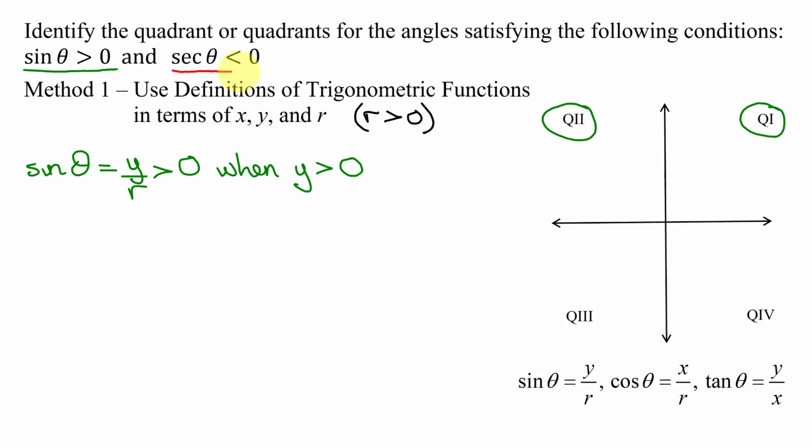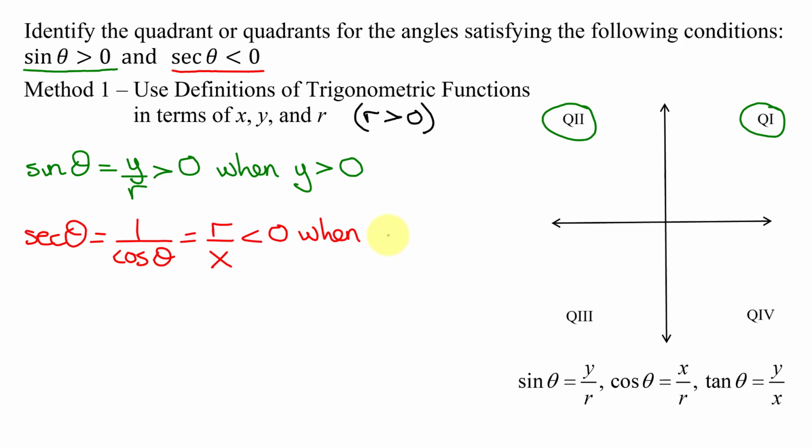Now let's look at the second condition. The secant of theta. Remember, the secant of theta is 1 divided by the cosine of theta. So it's the reciprocal of this fraction, so it's just r over x. And I know the secant of theta is less than 0, or negative. And when is that going to happen? Remember, r is always positive, so r over x is negative when x is less than 0.